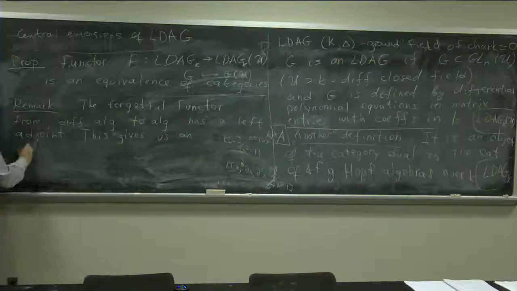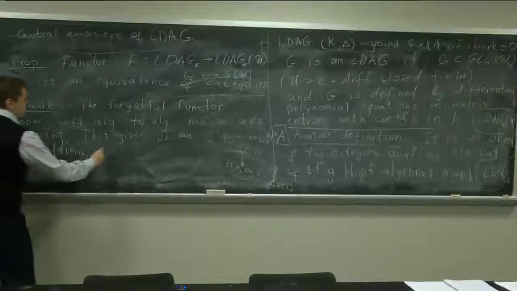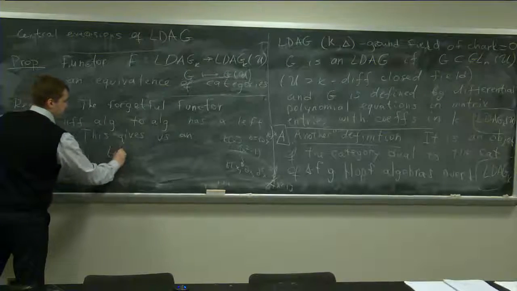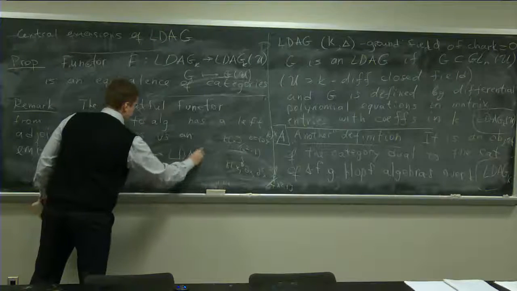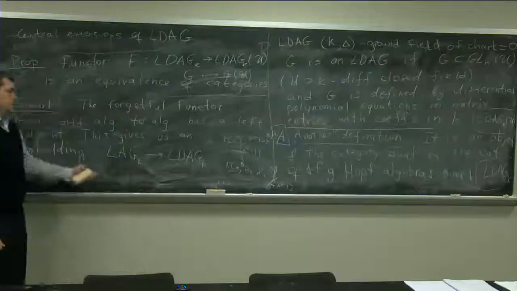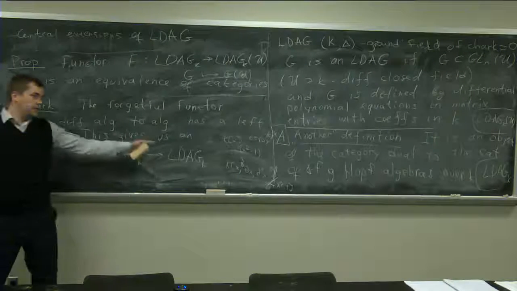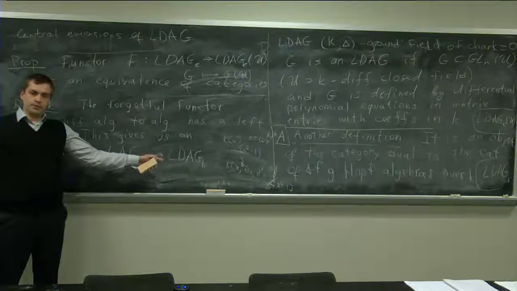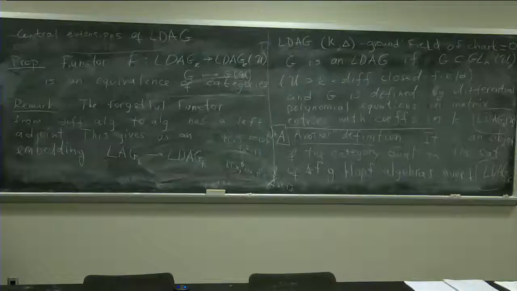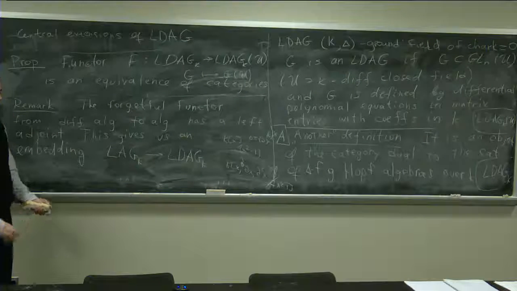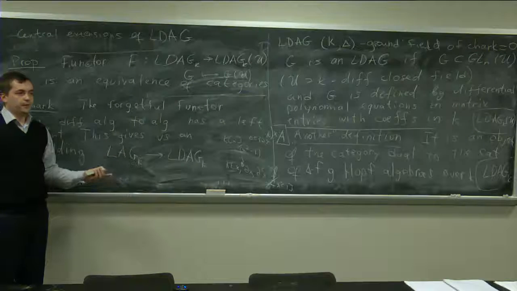Embedding of the categories. Linear algebraic group over K into linear differential algebraic group. So we start with the Hopf algebra, a finitely generated Hopf algebra, and we produce a differentially finitely generated Hopf algebra using this left adjoint. And in this sense, we can regard linear algebraic groups as a subcategory of differential algebraic groups.